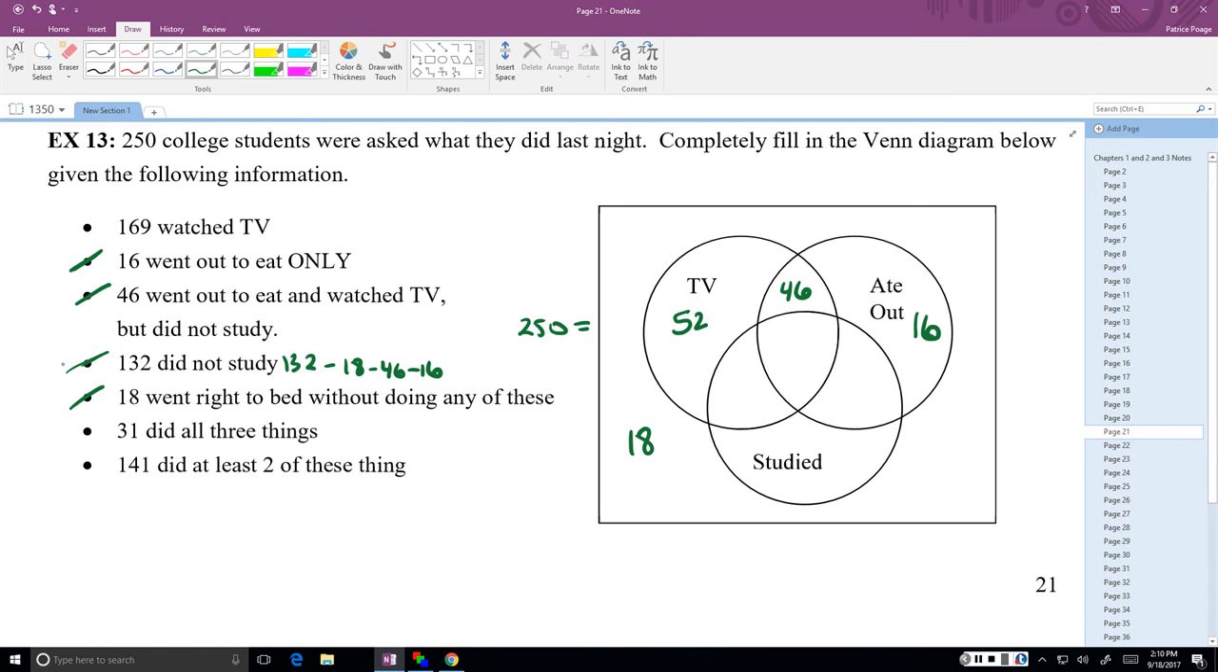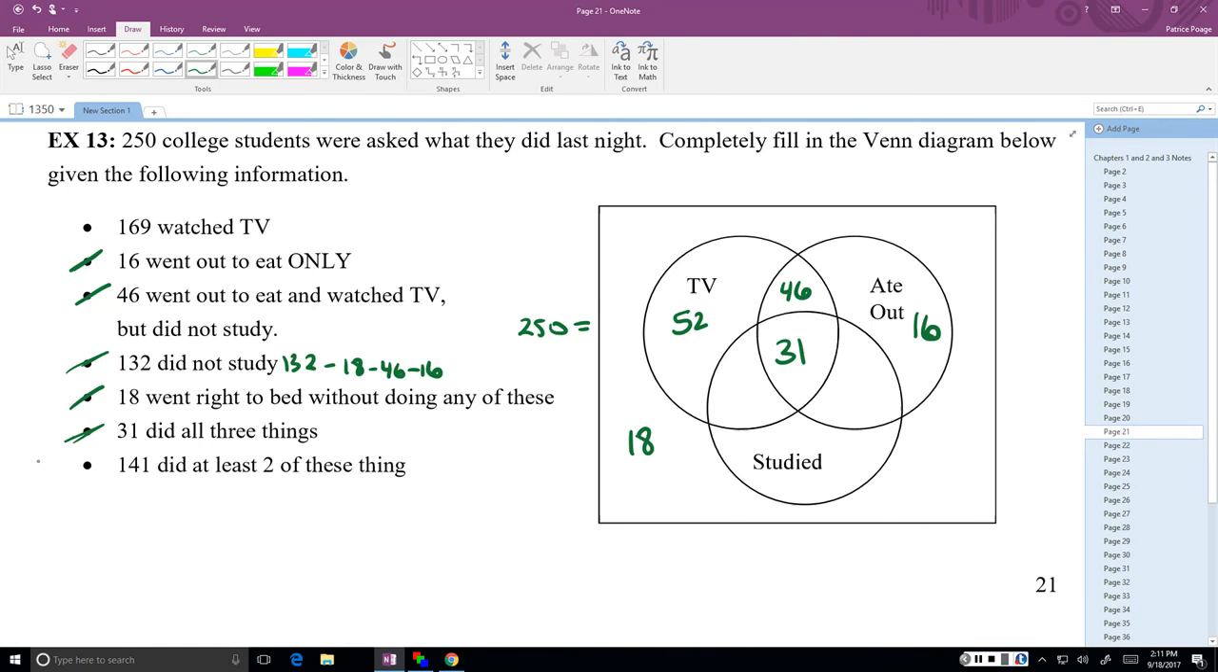Okay, still going down. 31 did all 3 things. I can do that. 141 did at least 2 of these. That means they either did exactly 2 or all 3. I can't do that. So my first time through the bullets, I was able to put in quite a few numbers. That's not always the case, but I guarantee you by the 3rd time you will have them all in.